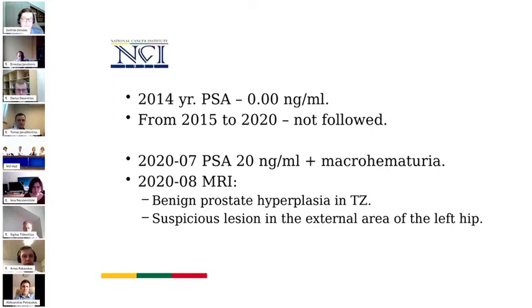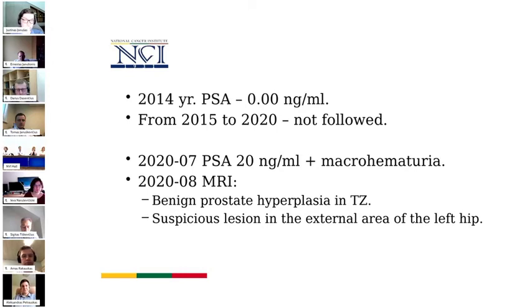After the radiation therapy and ongoing hormonal treatment, the patient's PSA dropped to 0, but unfortunately the patient did not come back for surveillance and from 2015 to 2020 was not followed. Finally, he showed up for a checkup in 2020 with microhematuria and a PSA level of 20 nanograms per milliliter.